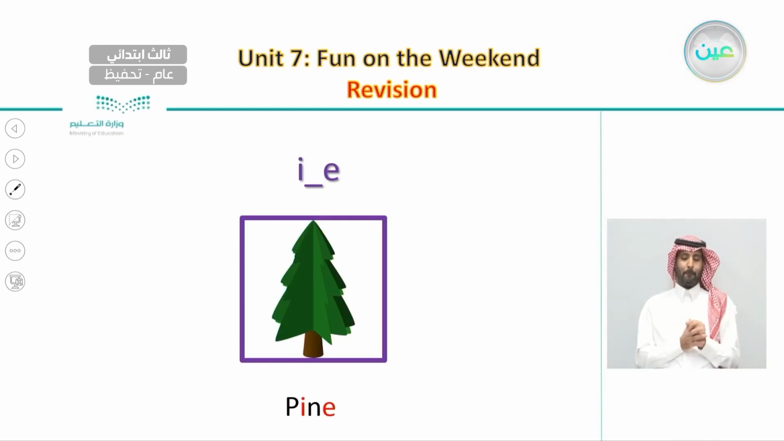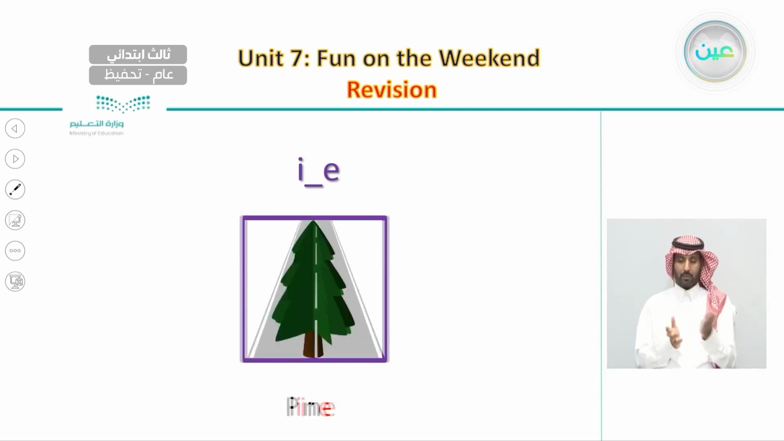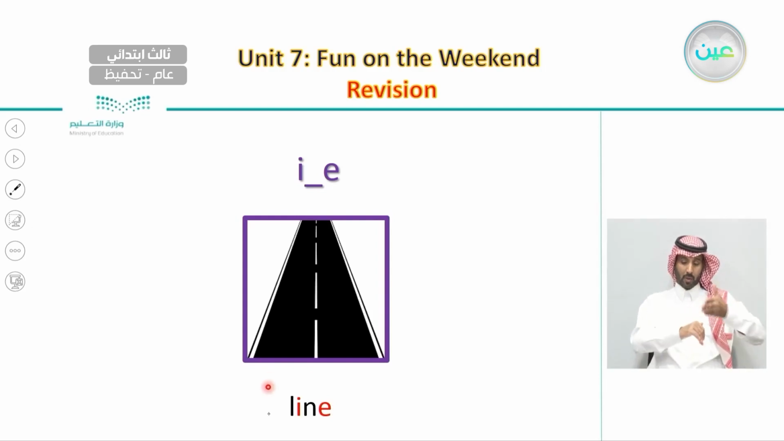And also we practiced the last group of words from the last lesson, which is the words that have I and E at the end. Words like pine. Pine is a kind of tree. Also, line. A word that has I and E at the end. This is how we pronounce it. Line, like the street line or a notebook line.